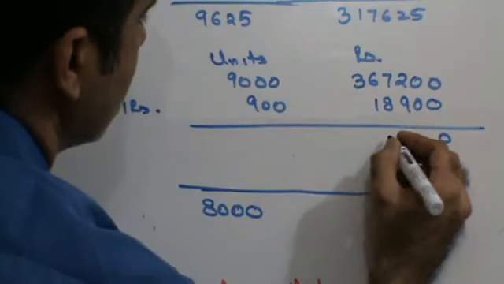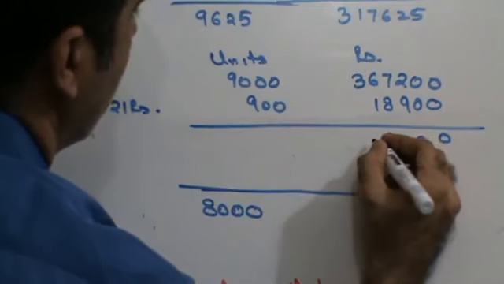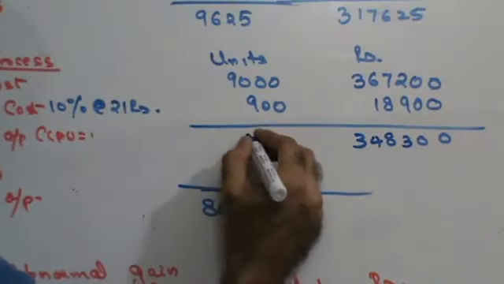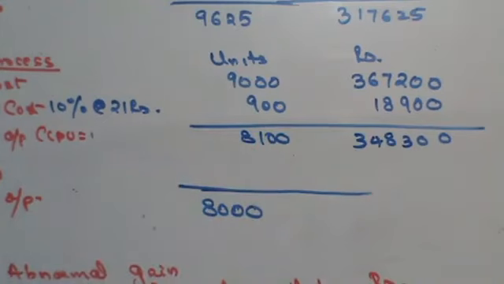So this becomes 6,84,300... 3,48,300, and this is 8,100, right? Now 3,48,300 divided by 8,100 will give you the CPU, which will come out to be 43. You are expecting an output of 8,100 units. You've got an output of 8,000 units.